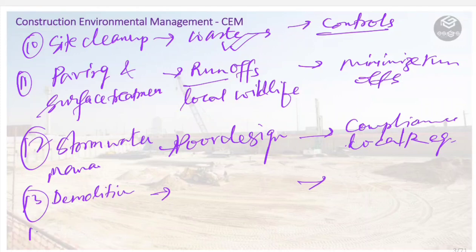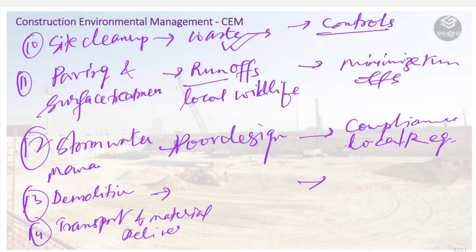Then next activity is transport and delivery of materials. In this, we can say traffic congestion and increased emissions, also negatively impacting air quality. So these can be the environmental impacts. Then what can be the controls? We schedule deliveries during off-peak hours and also optimize transport routes to reduce environmental impacts.